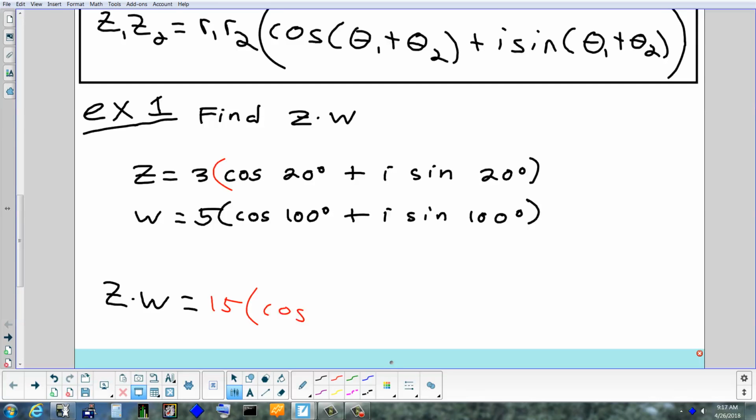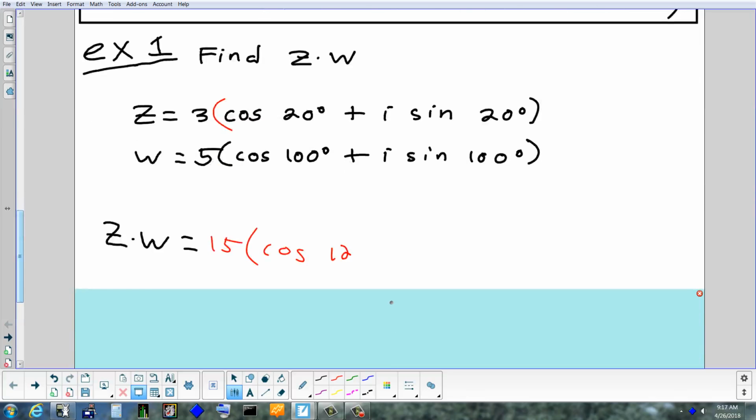Last thing I need is my angle. So Abby, how do I find my new angle? You add the angles. I just take the two angles that I have and add them together. And what do you get? 120. Yep.